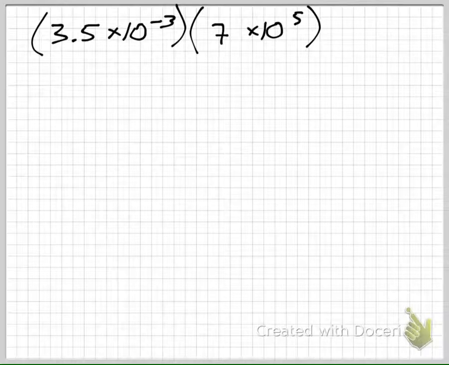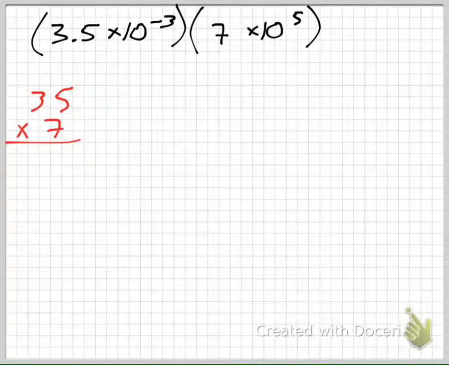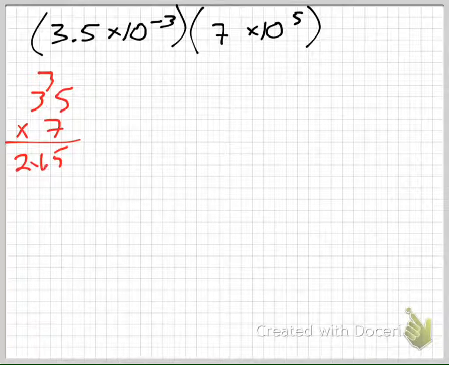So can I move things around? Can I multiply what I want to? Yes, I can. Do you agree? Pay attention. Let's take the whole numbers, the actual numbers that are not exponentiated. Let's do 3.5 times 7. What is 3.5 times 7? It's 24.5.